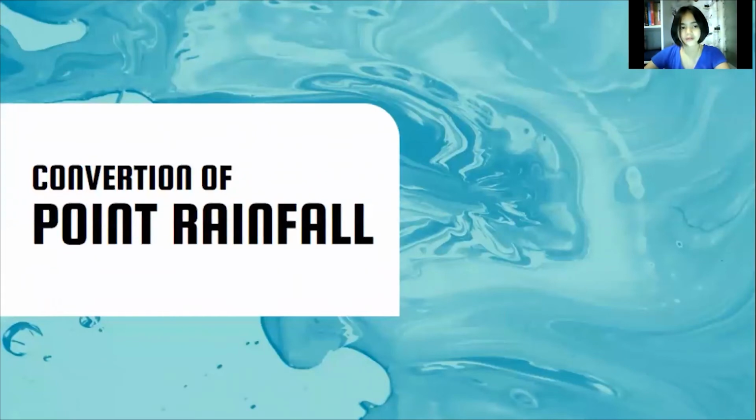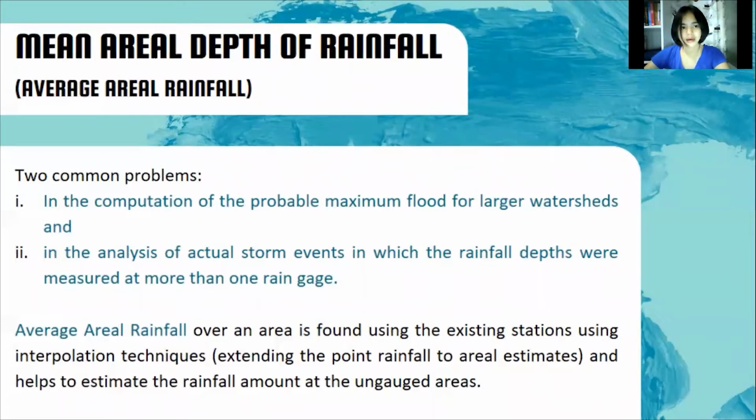Next, we have the conversion of point rainfall. We have the mean areal depth of rainfall, the average areal rainfall. We have two common problems. The first is the computation of the probable maximum flood for larger watersheds, and also the analysis of actual storm events in which the rainfall depths were measured at more than one rain gauge.